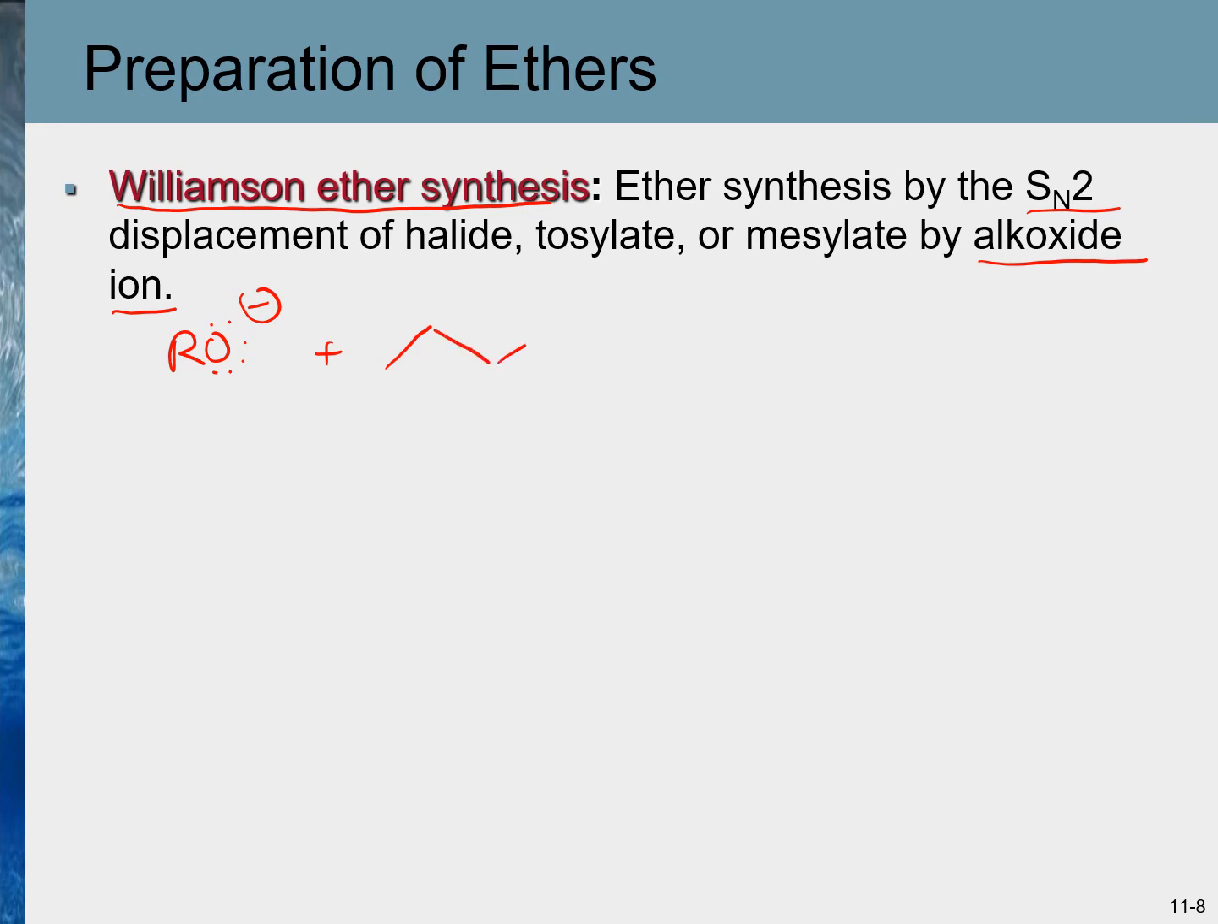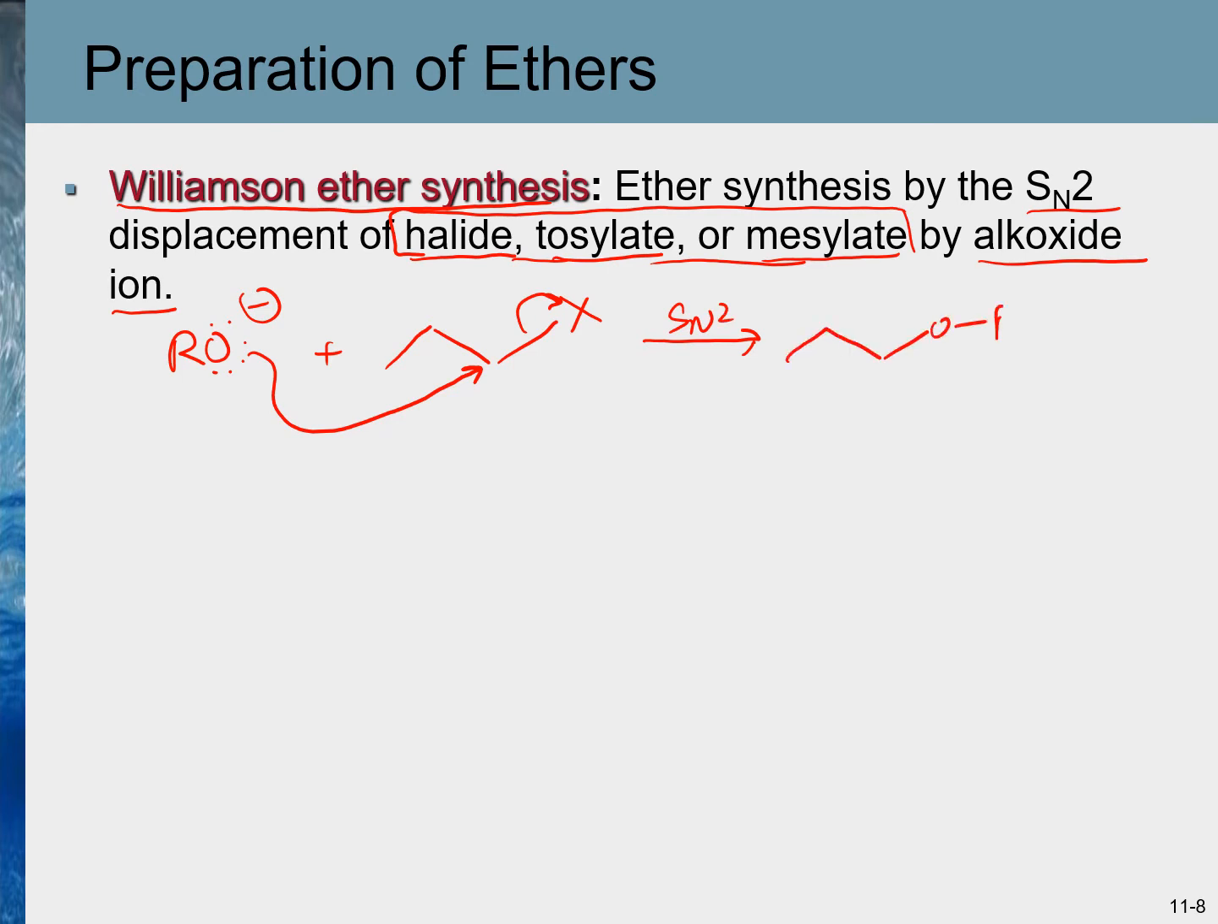The substrate contains a good leaving group, and generally halide, tosylate, or mesylate groups are used as leaving groups. The SN2 attack by alkoxide nucleophile will result in formation of ether, and as I mentioned earlier, this reaction follows SN2 mechanism.